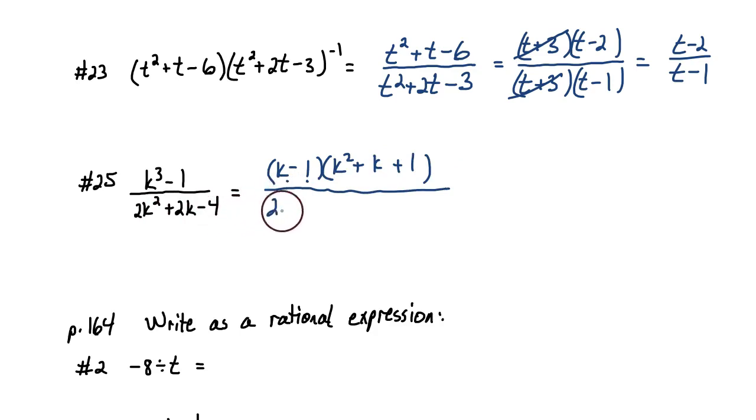We can factor out a 2 out the front, leaving k squared plus k minus 2. Does this trinomial factor more? I think it does using FOIL. So keep the top the same as it was.